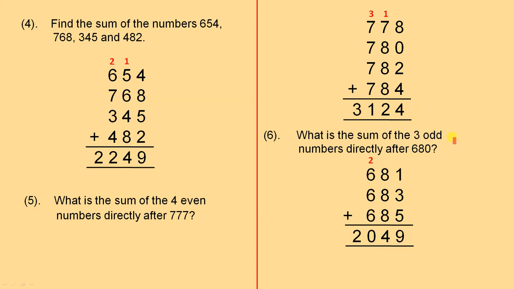And number 6, what is the sum of the three odd numbers directly after 680? So it'll be 681, 683 and 685. So when you add all those up together, you get 2049. So this video has shown you a number of examples on how to do addition with three columns, and we've also included some problems.